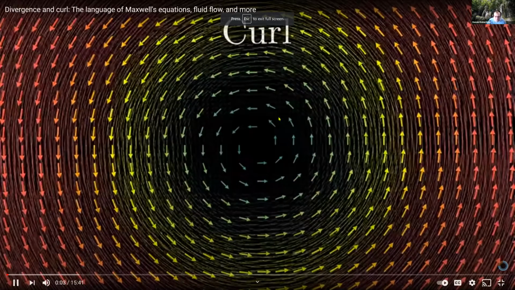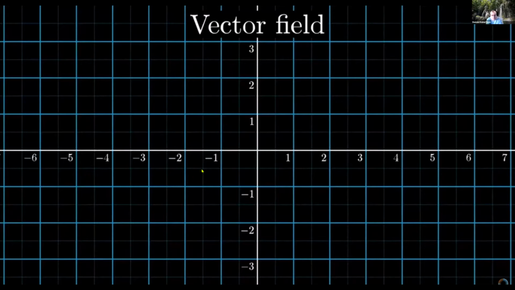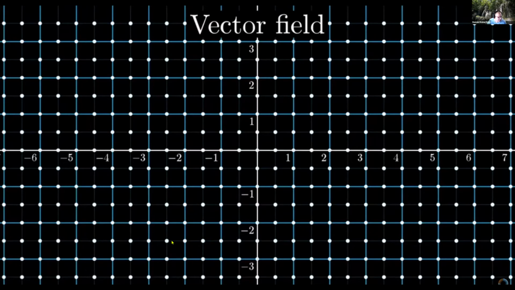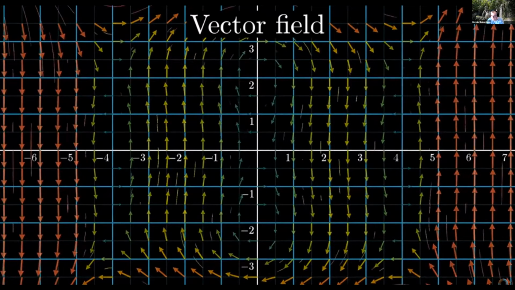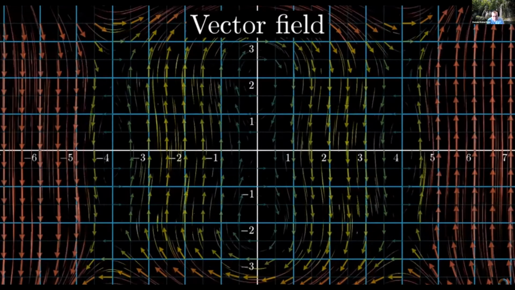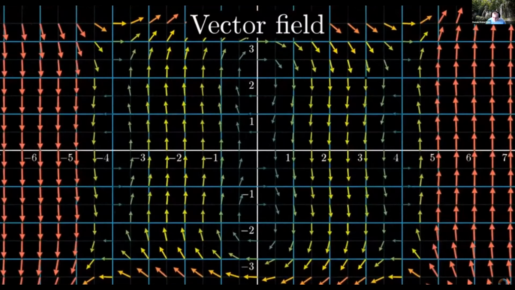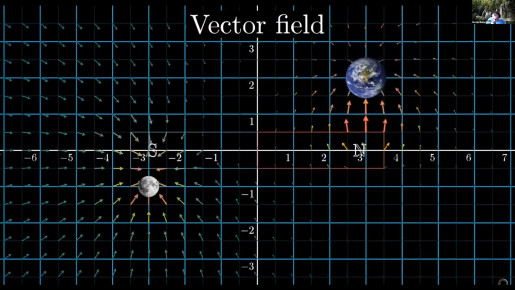To make sure we're all on the same page, let's begin by talking about vector fields. Essentially, a vector field is what you get if you associate each point in space with a vector, some magnitude and direction. Maybe those vectors represent the velocities of particles of fluid at each point in space, or maybe they represent the force of gravity at many different points in space, or maybe a magnetic field strength.